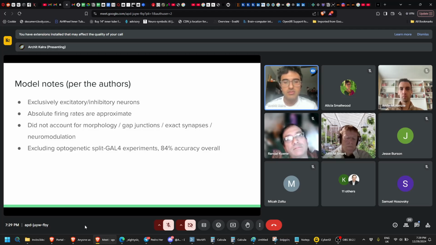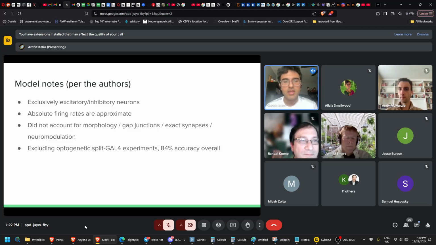And excluding the optogenetic split GAL4 experiments, which focused on the sugar validation using optogenetics, there's 84% accuracy overall of this model, which is reasonably good in terms of assessing the efficiency of a computational model, especially one of an entire Drosophila brain, because this is essentially unprecedented. We haven't seen anything like this before.